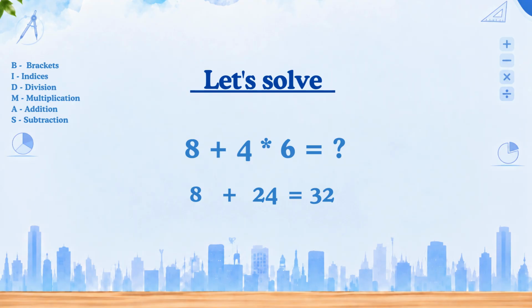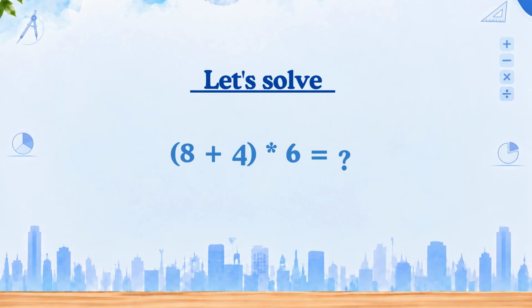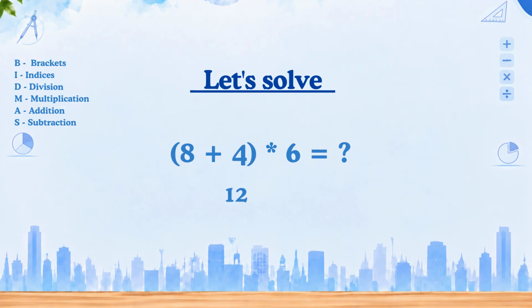Now let's compare. If the 8 plus 4 is in brackets, they change everything. We have to calculate inside the brackets first, so 8 plus 4 is 12, then multiply by 6, so 12 times 6 is 72. The brackets completely change the answer.